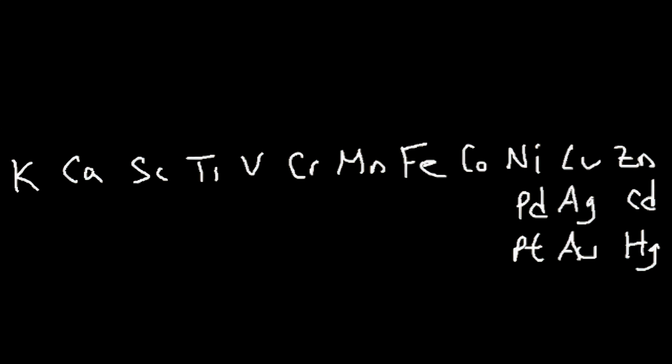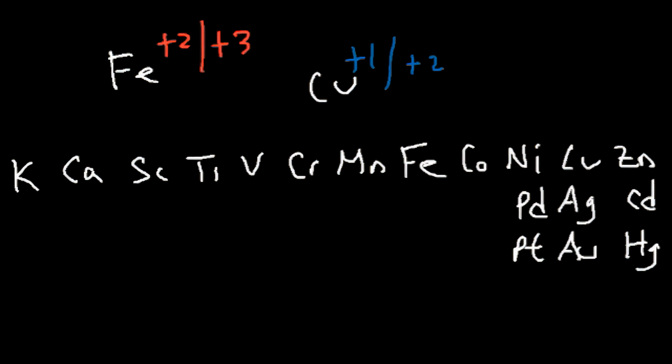Now, the transition metals have variable charges, at least most of them do. For example, iron can be in the +2 or +3 oxidation state. Copper is typically +1 or +2. So they have variable charges. But some of the transition metals, like zinc, have a common charge of +2. 99% of the time, zinc has a charge of +2. Same is true for cadmium. Silver is usually +1. Gold could be +1 or +3. Mercury could be +1 or +2.